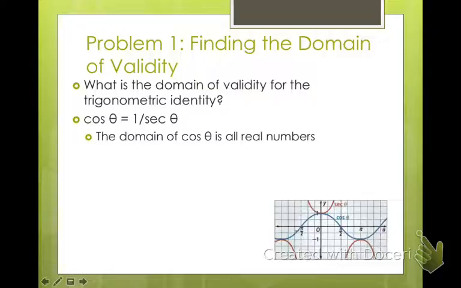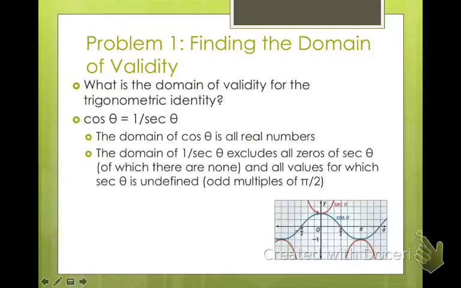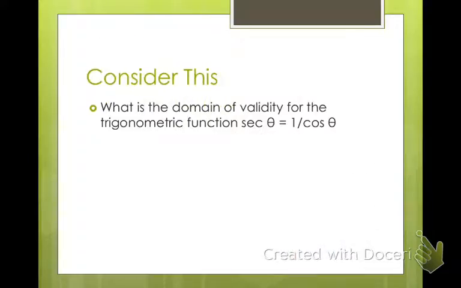So you can see at negative pi over 2, pi over 2, 3 pi over 2, so at odd intervals of pi over 2, that's where our domain is undefined, otherwise it's all real numbers. So all values except for odd multiples of pi over 2. I want you to consider this one. What's the domain of validity for secant theta, which is 1 over cosine theta? You're going to have to graph cosine theta, then graph secant theta.